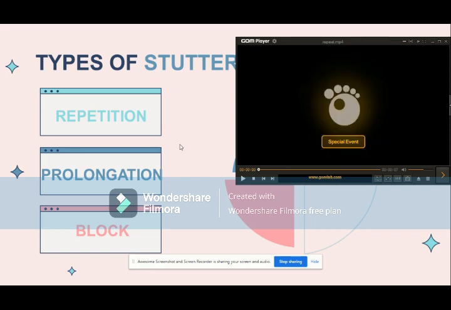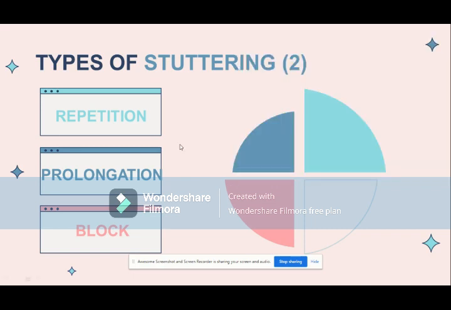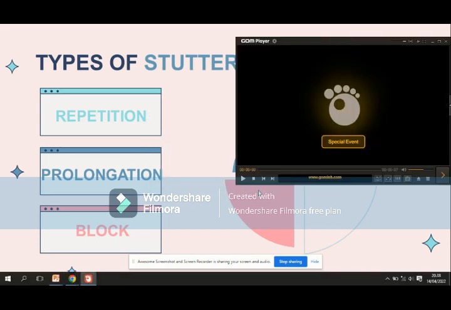And second is prolongation. It is when you hold out a sound for an extended period of time, and there's often a lot of tension. And this is the example of it in this video too.